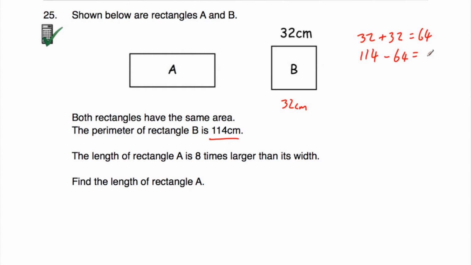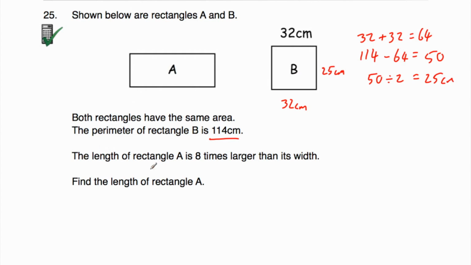So that would be equal to 50. And then if we take our 50 and divide it by 2 because of the same length, that's equal to 25 centimeters. Actually, it's the width. So we've got the length of the rectangle is 32 and the width of the rectangle is 25. So that's going to be quite useful.